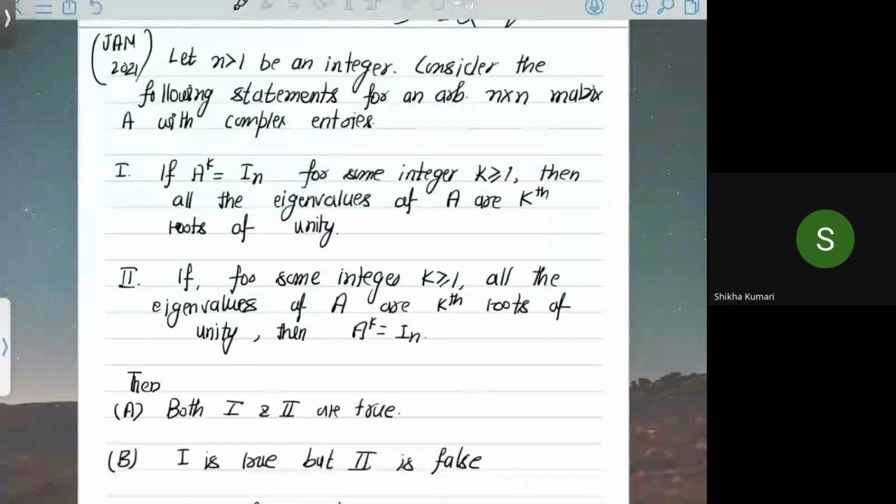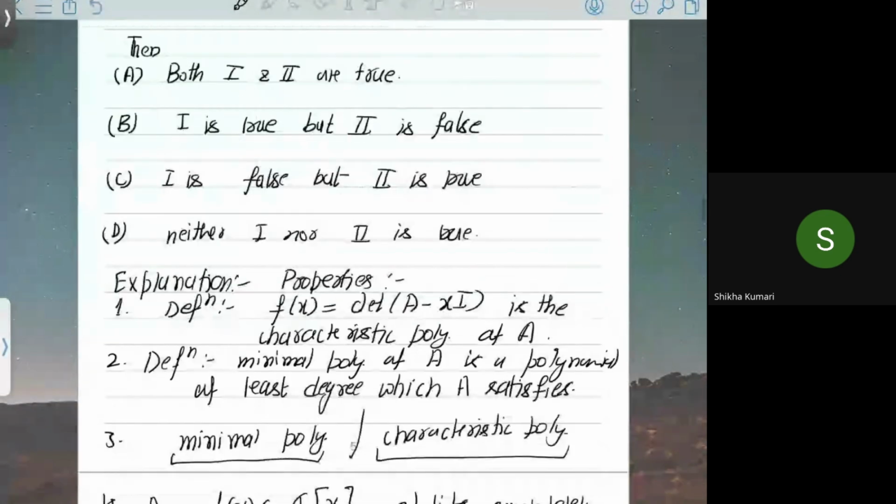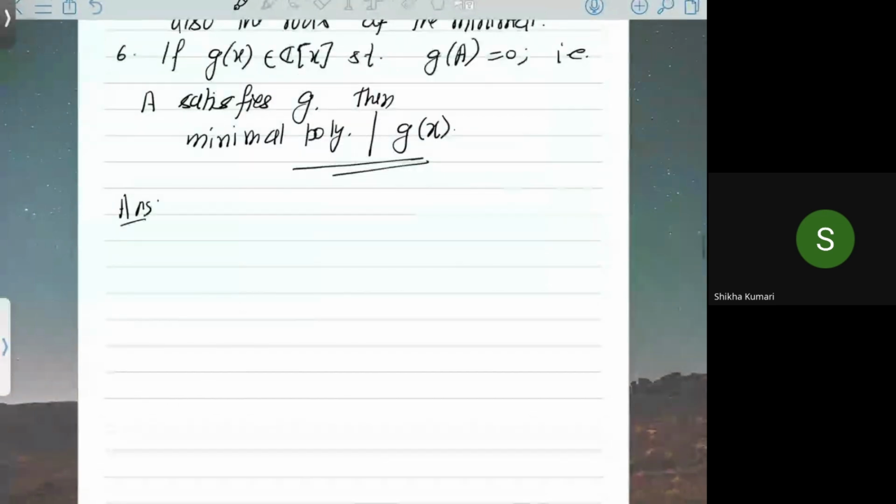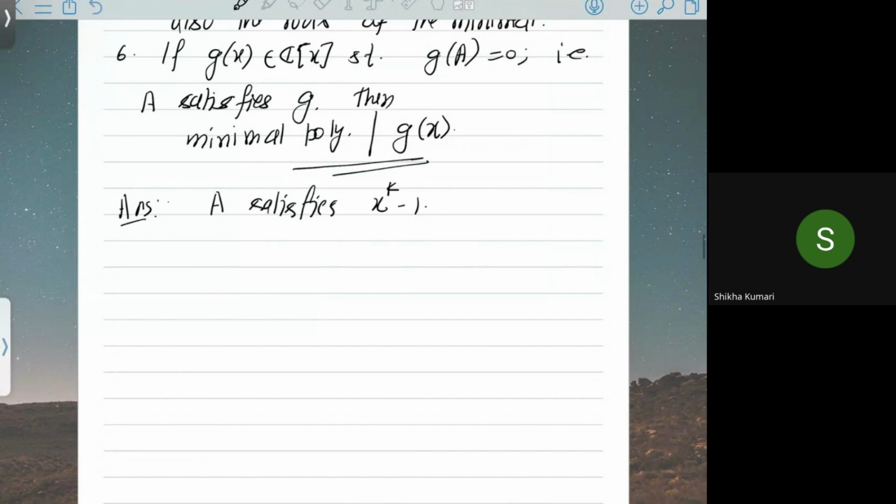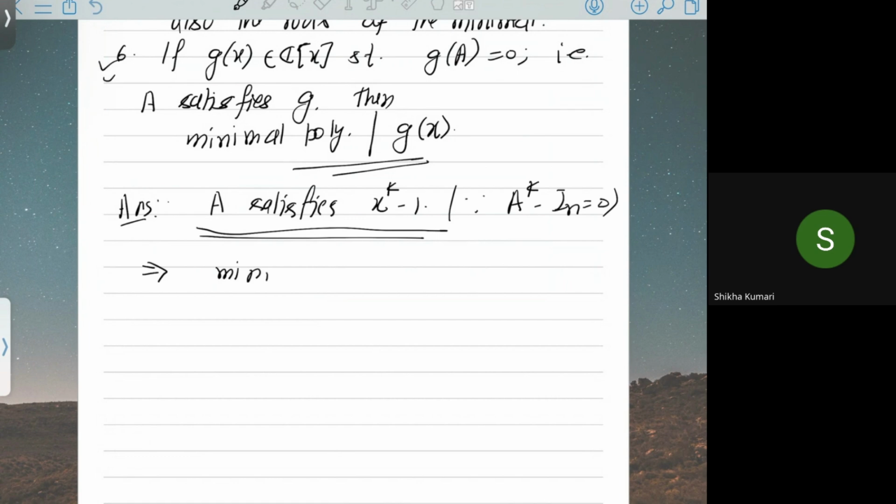If A raised to power k is equal to I_n, then that means due to this point 6, A satisfies x^k - 1, right? Because we are given that A^k minus the identity matrix is 0, so this satisfies this thing, right? So this implies that the minimal polynomial of A divides x^k - 1.